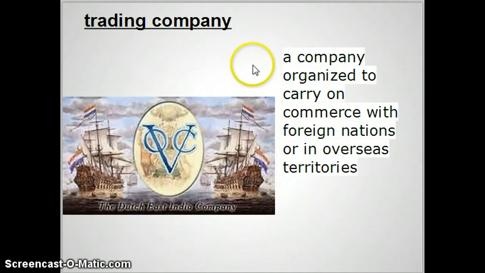Trading company. A company organized to carry on commerce or trade, economic trade, with foreign nations or in overseas territories.